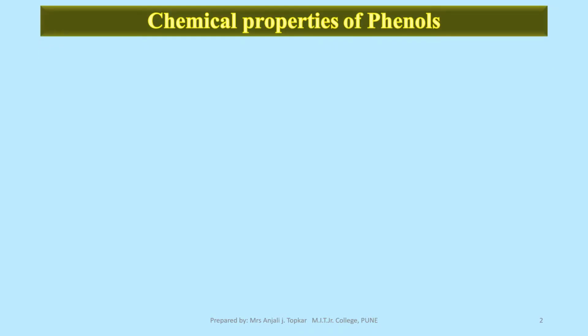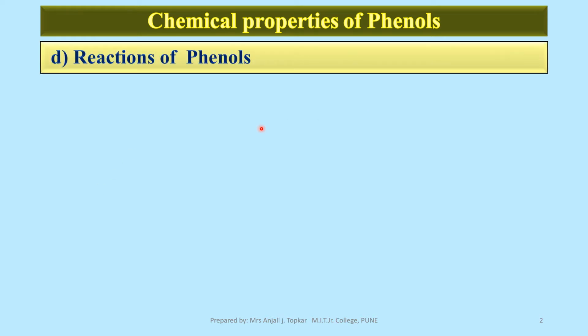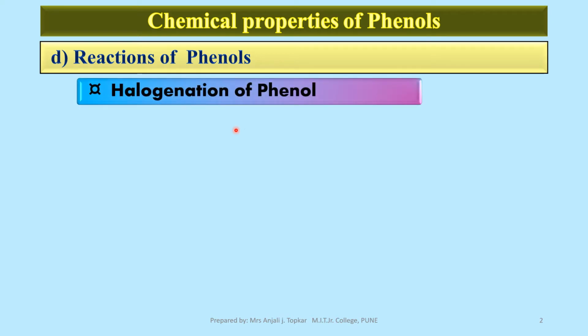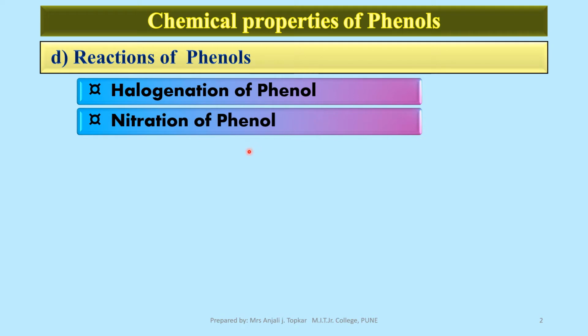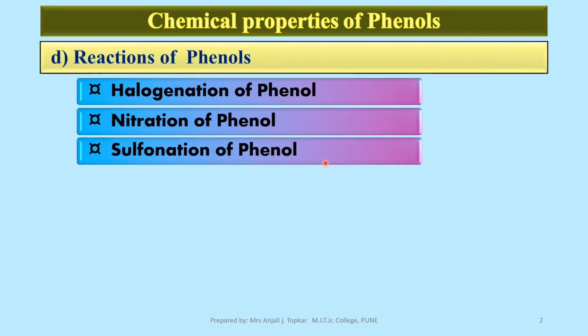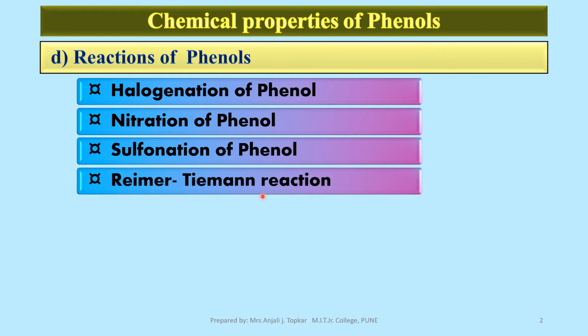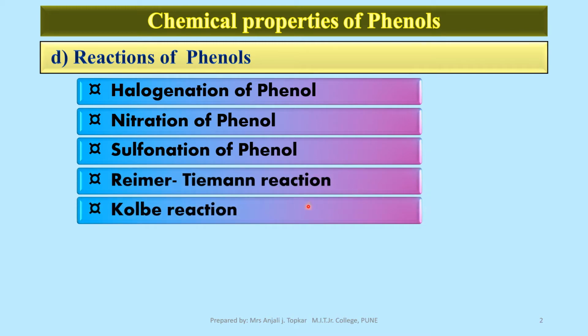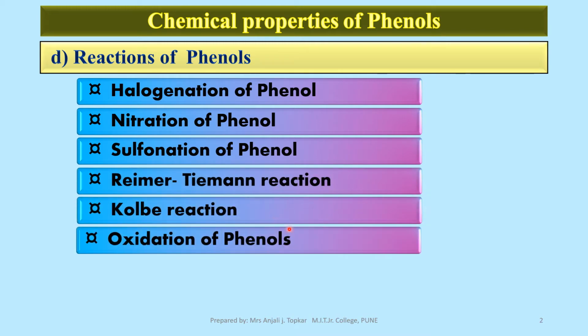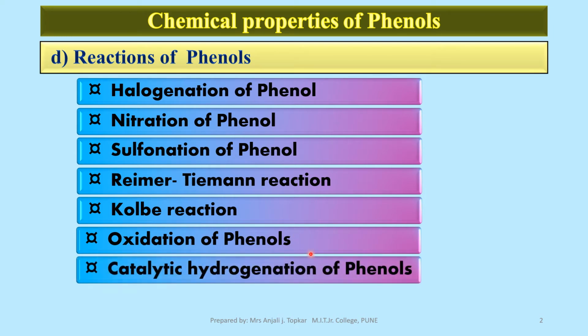In this, which chemical properties we are going to deal with, let's just look into it. First is halogenation of phenols. Next, nitration of phenol, sulfonation of phenol, Reimer-Tiemann reaction, Kolbe reaction, oxidation of phenols, catalytic hydrogenation of phenols, and reduction of phenols.